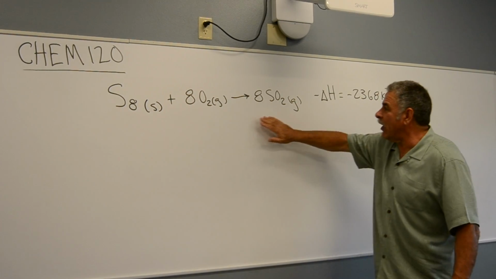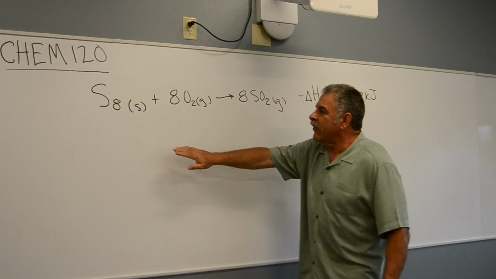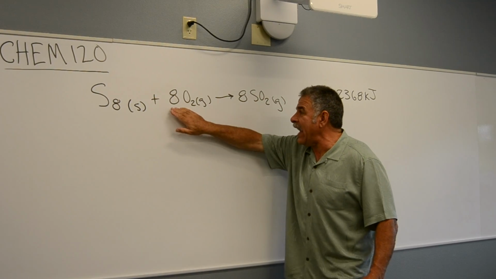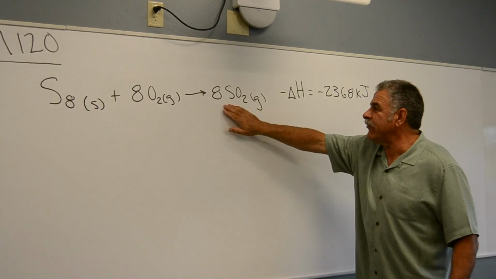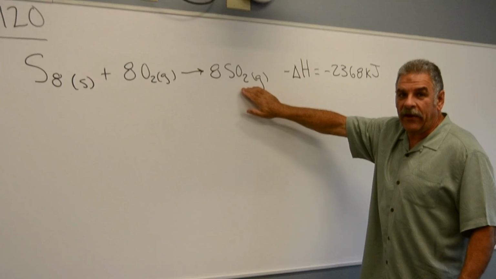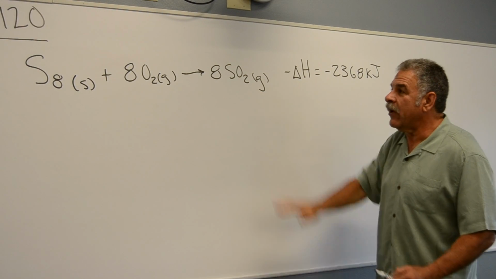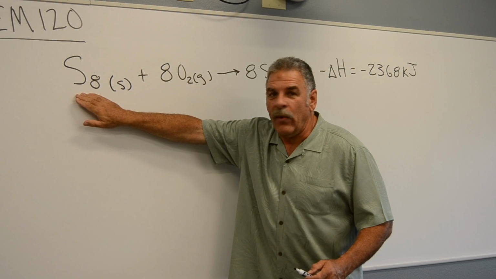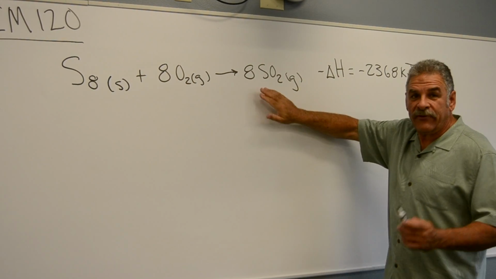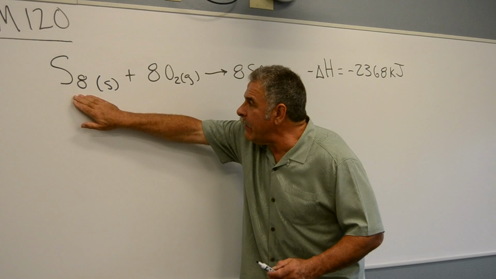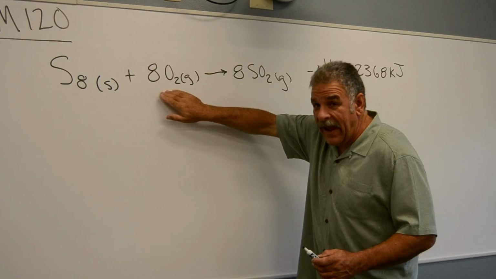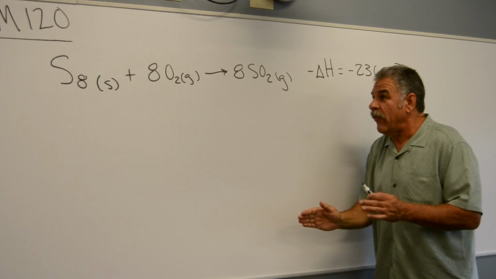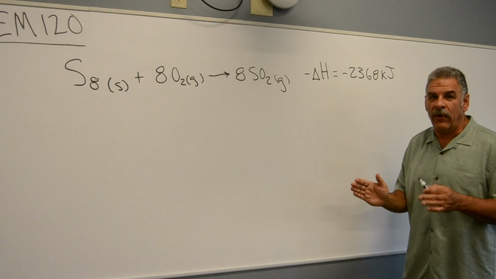So we have a problem on the board. It starts with S8, which is 8 sulfur atoms, plus 8 oxygen molecules yields 8 sulfur dioxide molecules in the gaseous form. This is what stoichiometry is. We say whole number ratios or stoichiometric amounts. So 1 mole of S8 plus 8 moles of O2 yields 8 moles of SO2. So that's the stoichiometric part. We've got to remember those ratios.